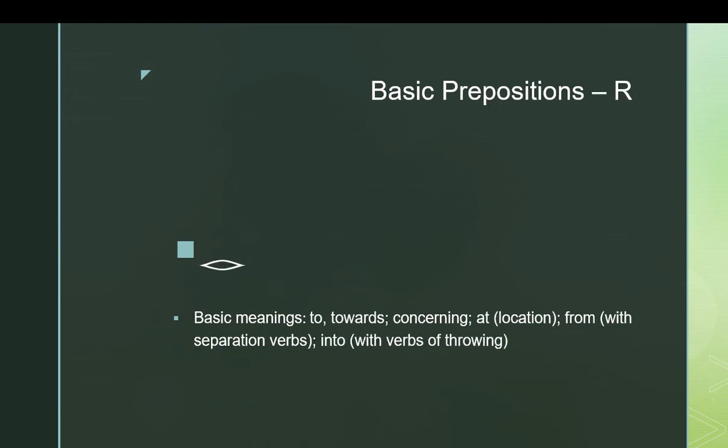Our final monoconsonantal preposition is R. R does a lot of work. It has some other grammatical functions even beyond being a preposition, just being this little mouth. The basic meaning, the most common one, is to or towards, a directional thing. But it can also mean concerning. With a location, it can sometimes mean at. If you're separating from someone, you separate from that person, and with throwing something, you are throwing it into whatever you're throwing it.